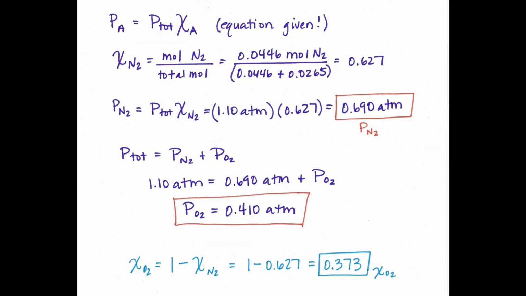If we were to calculate oxygen's partial pressure using its mole fraction, we could get the mole fraction of oxygen by taking 1 minus the mole fraction that we calculated for nitrogen. So in this case, 1 minus 0.627, and we would get 0.373 as the mole fraction. A mole fraction value has no units because it's a ratio.